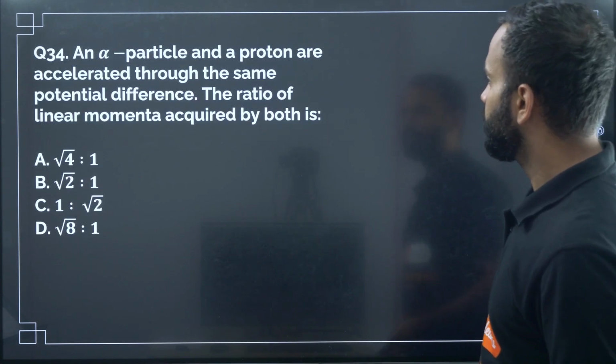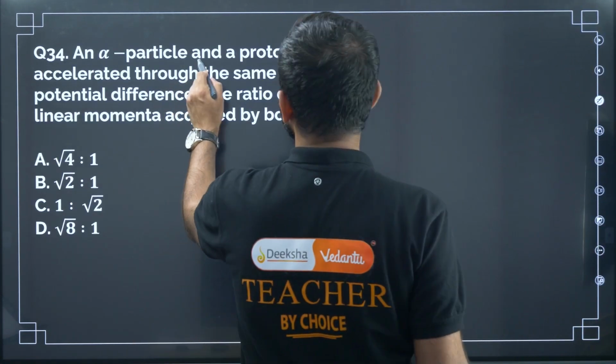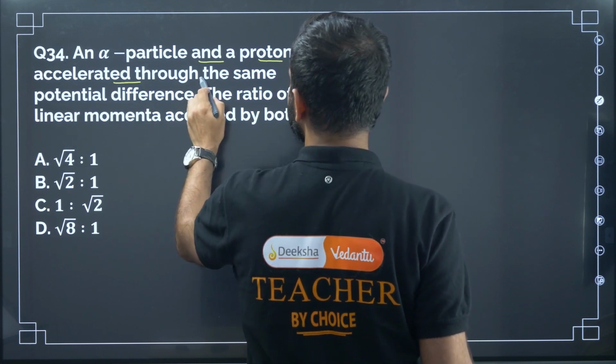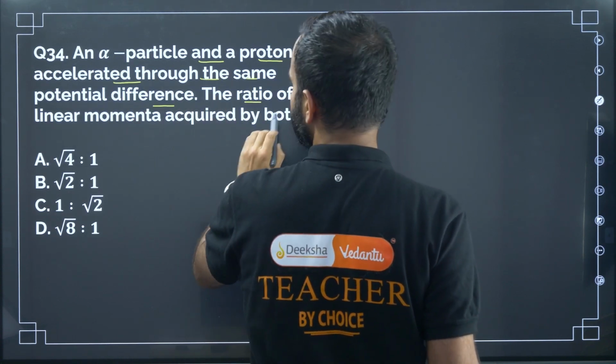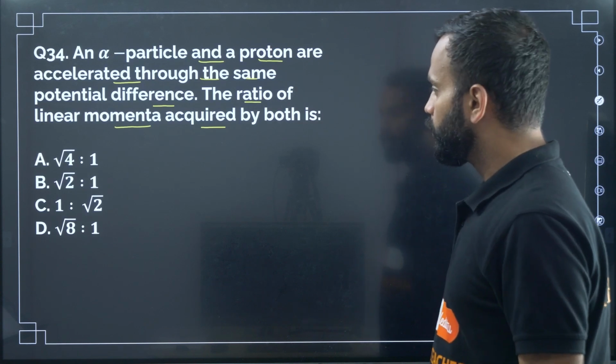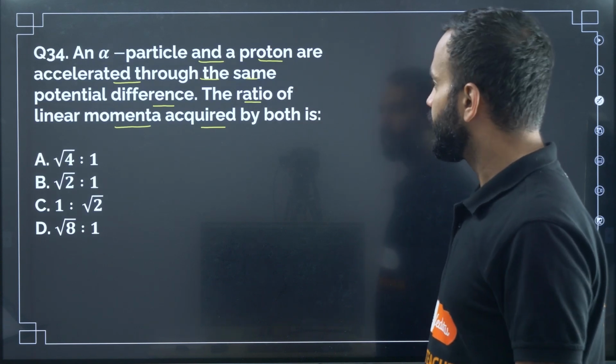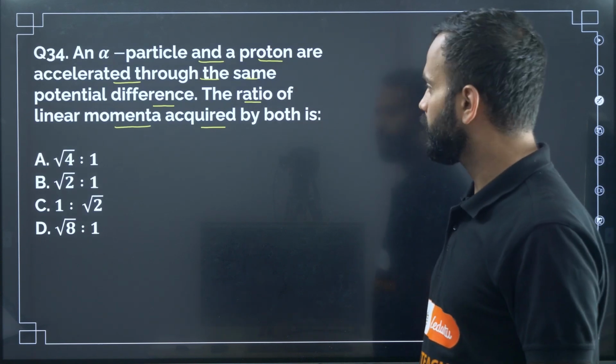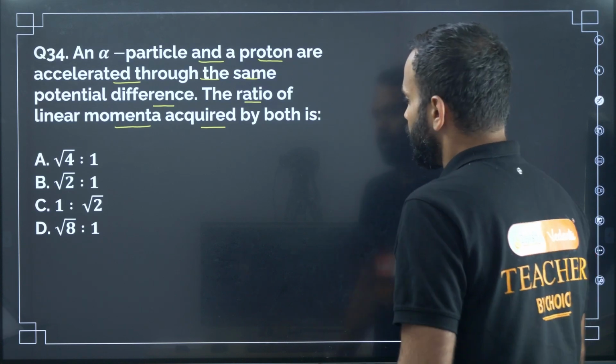Next question, question number 34. An alpha particle and a proton are accelerated through the same potential difference. The ratio of linear momenta acquired by both. Okay, we need to find the ratio of linear momenta acquired by both, that is the alpha particle and the proton, right?